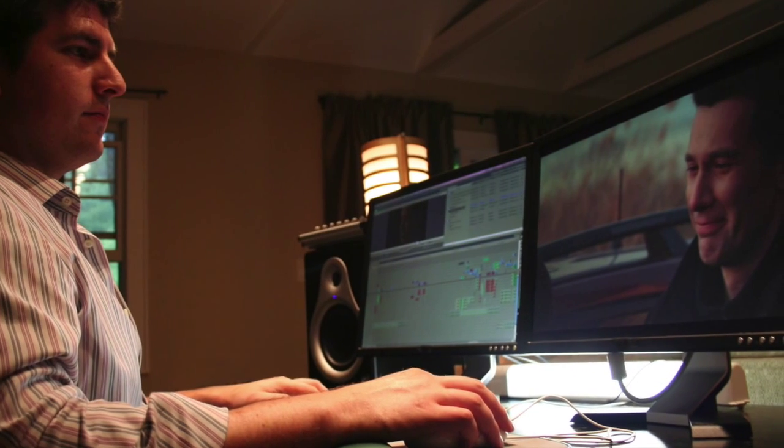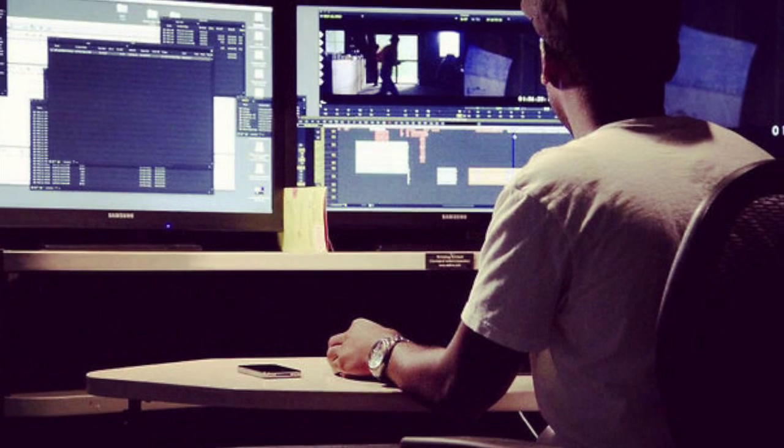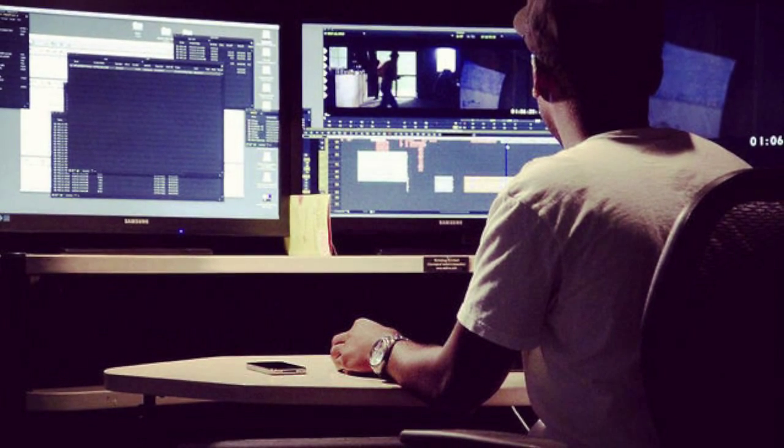Editing goes beyond the scene. An editor must think about the project as a whole. For this reason, film is known as such a unique art form than any other.